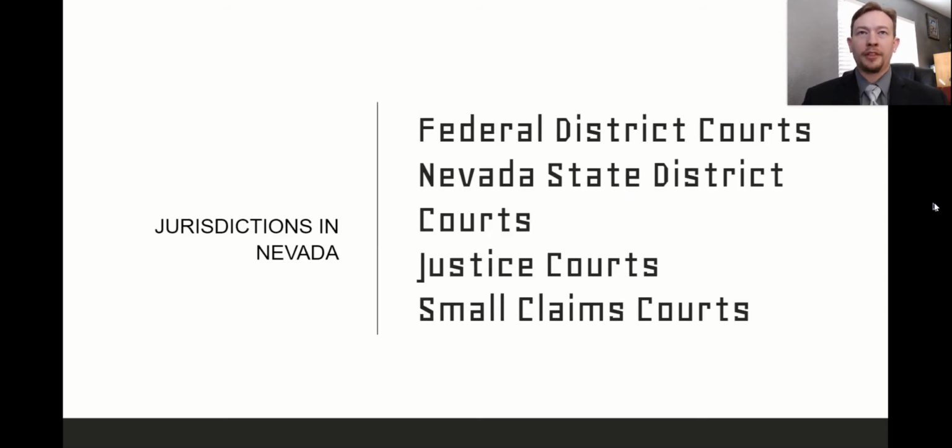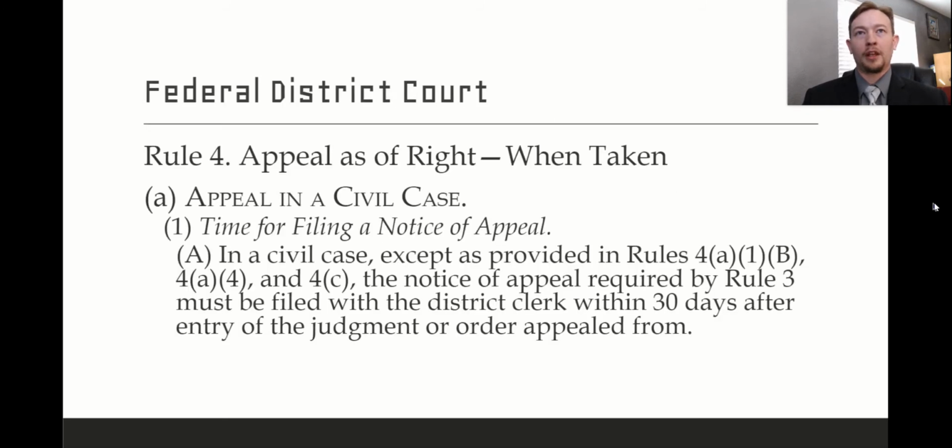However, the exact details of how you appeal, how long you have to appeal, and which court you are appealing to vary depending on which court you are appealing from. There are several courts that concurrently have authority within Nevada. For instance, the federal district courts normally give you 30 days after the entry of the judgment or order you are appealing from to file your notice of appeal.